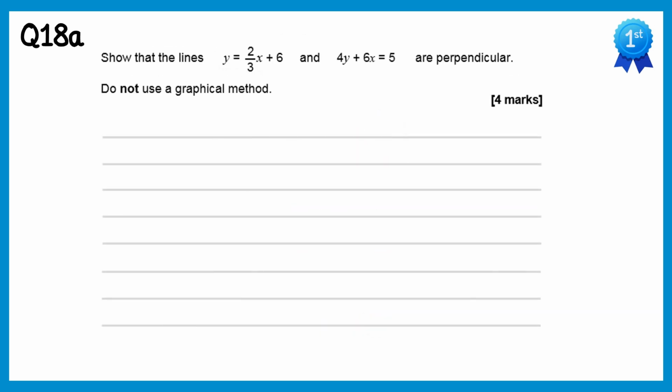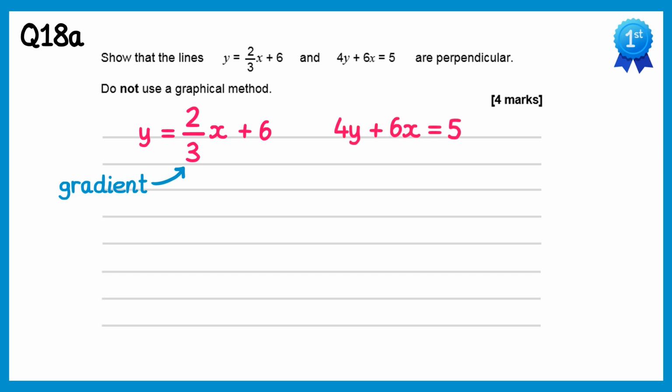For this question, we need to decide if the lines are perpendicular. To do this, we'll need to look at the gradients of each of the lines. The first line is straightforward. It's already in the form y equals mx plus c, so we know the gradient is 2/3. The next line though isn't, so we need to rearrange it to get it in the right form.